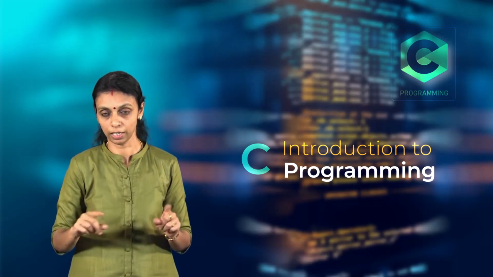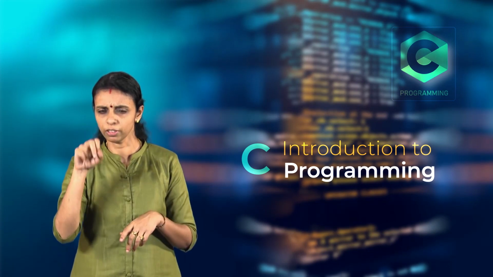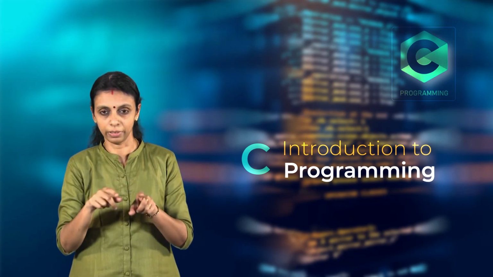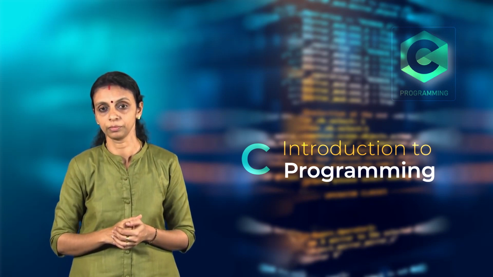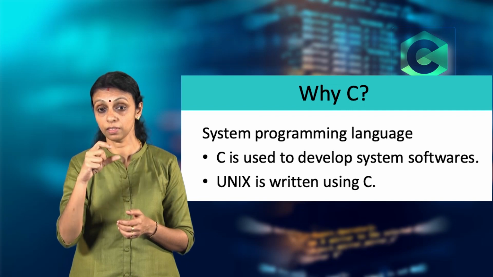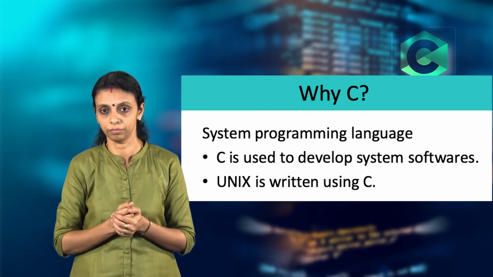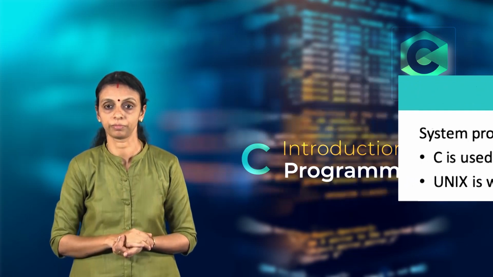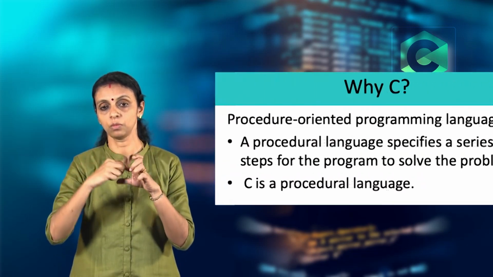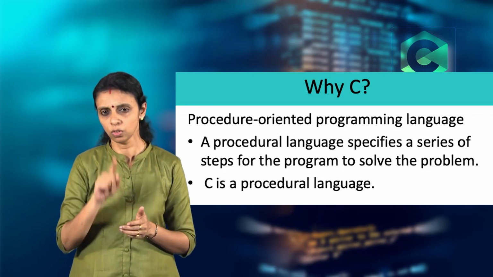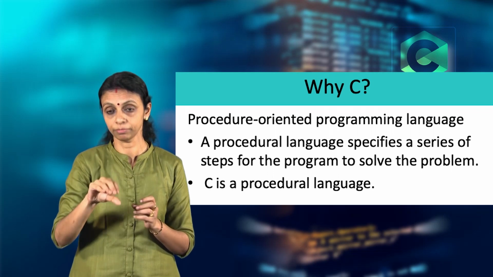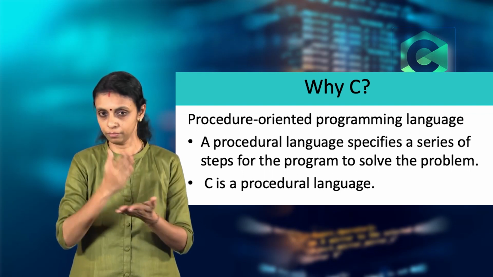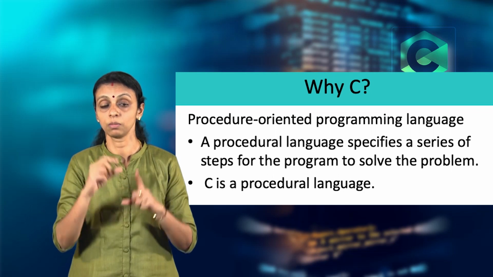System programming language. System software is a type of software that helps computer to run. One of the examples of system software is operating system. C is used to develop system softwares. Unix, the operating system, is written using C. Procedure oriented programming language. If we want to solve a problem, we can solve it in steps. A procedure language specifies a series of steps for the program to solve the problem. C is a procedure language.